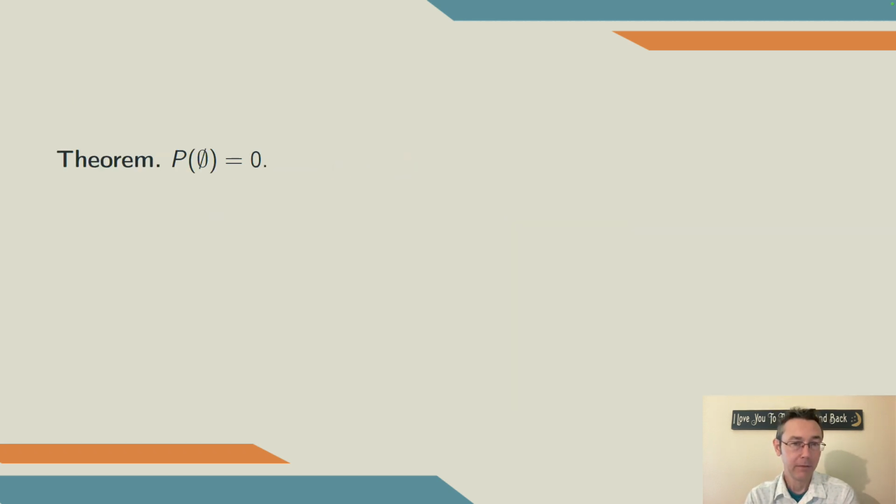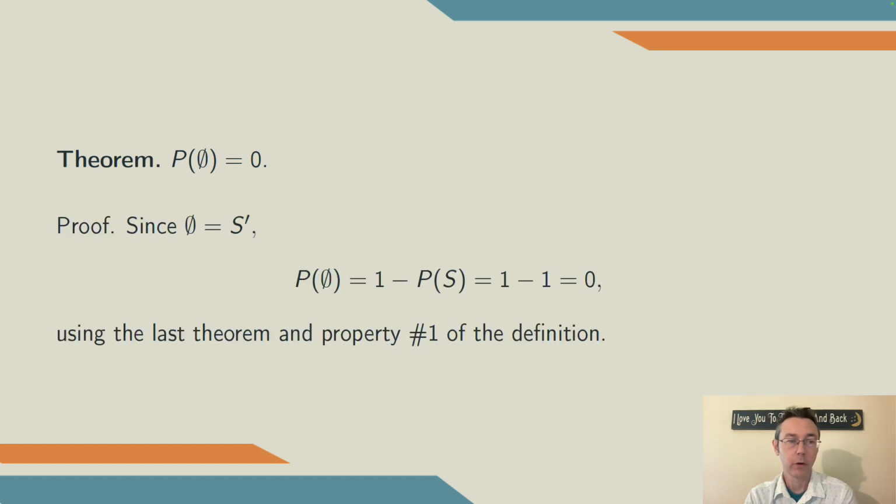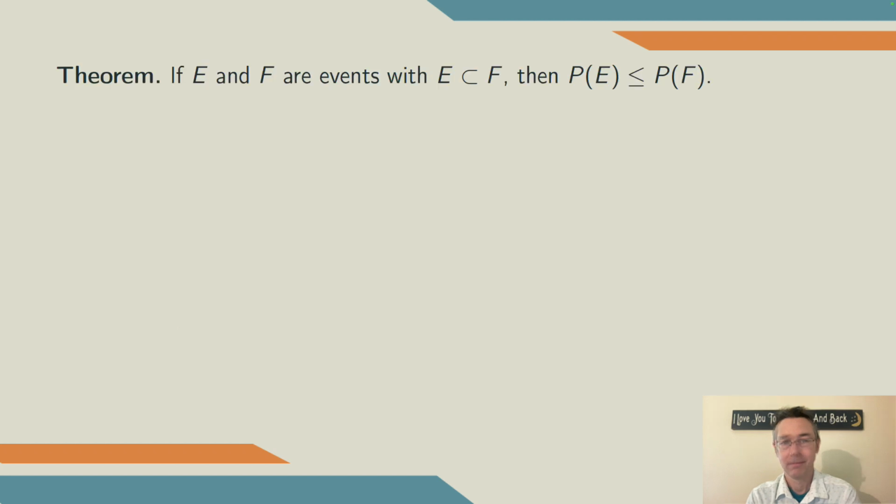Second, the probability of the empty set is 0. So again, give this one a try really quickly. This proof is very short. The empty set is the complement of the sample space. So we compute the probability of the empty set by doing 1 minus the probability of S, just using the property from the first theorem we proved. We get 1 minus 1, which is 0.